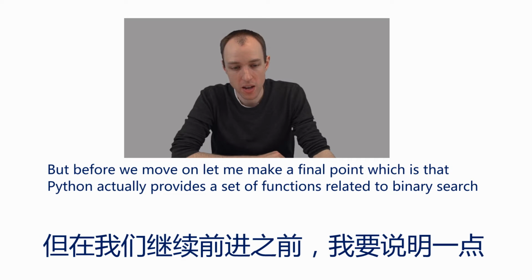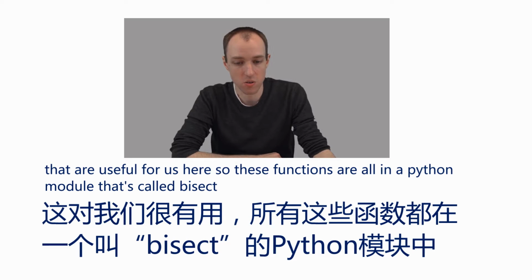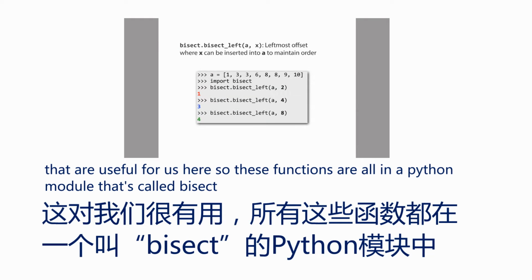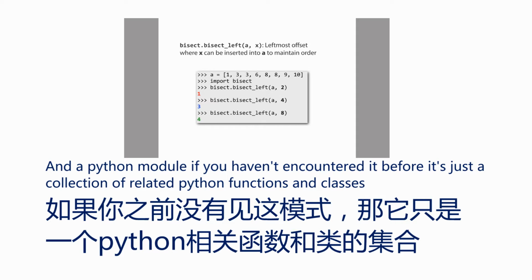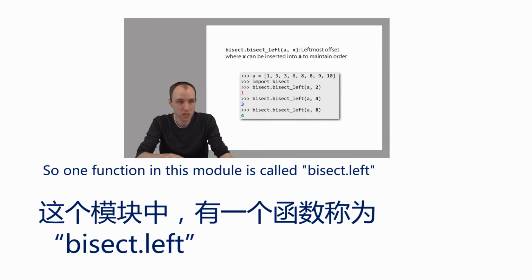But before we move on, let me make a final point, which is that Python actually provides a set of functions related to binary search that are useful for us here. These functions are all in a Python module called bisect. A Python module, if you haven't encountered it before, is just a collection of related Python functions and classes. And this module is about binary search. One function in this module is called bisect_left.